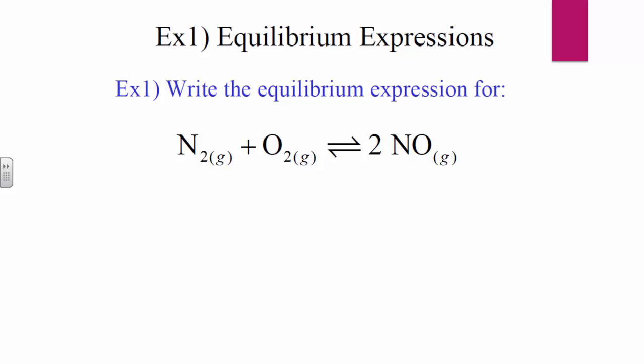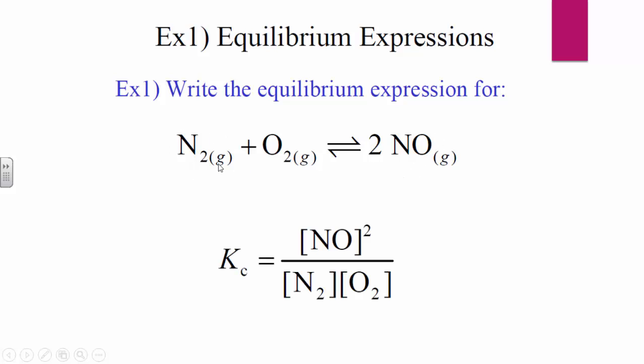So in this example, we have nitrogen plus oxygen in equilibrium with nitrogen monoxide. So we're going to write the equilibrium expression. We start with our products, which is our NO, and we're going to raise that to the second power because there's a coefficient of 2 in front of the NO. And then we're going to put that over our nitrogen times our oxygen.